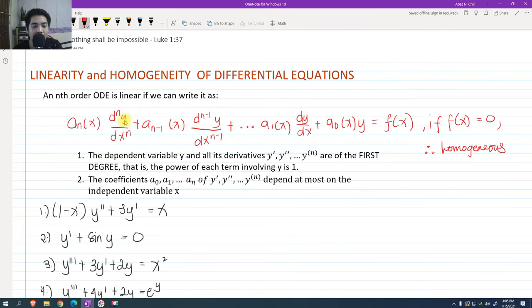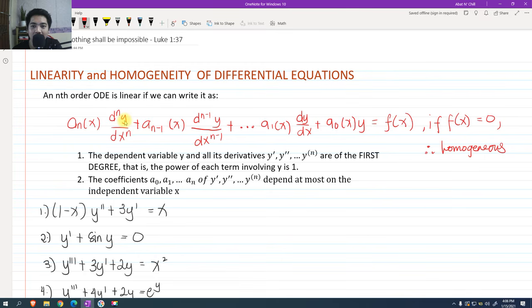This can be a constant, okay? And it is multiplied by d raised to n minus 1 of y, so the lower derivative, and so on and so forth until we have a sub 1 of x times the first-order dy/dx, until we have plus a sub 0 of x multiplied by y, equals some pure value in terms of f of x, or it can be a constant or it can be 0. But not the dependent variable.